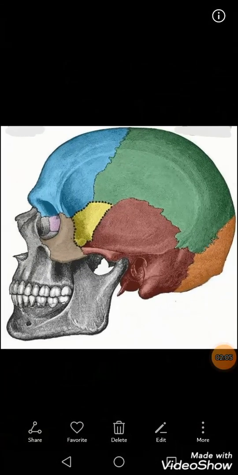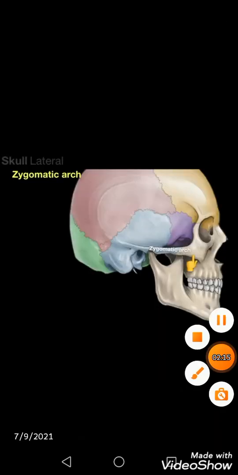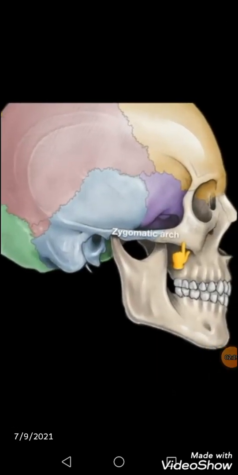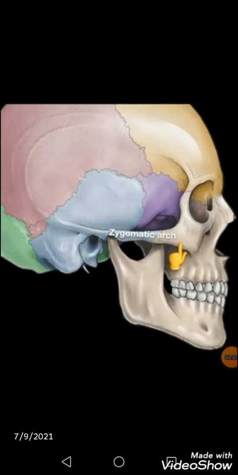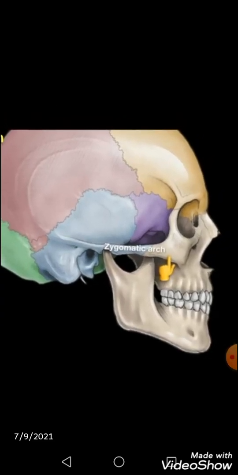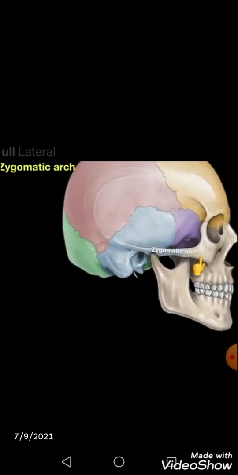Now you can see here what bone is also present. This is the maxilla. Now here you get the infraorbital foramen. In this picture, the zygomatic arch is beautifully seen, formed by the zygomatic process of the squamous bone and a process coming from the zygomatic bone to complete it, right?